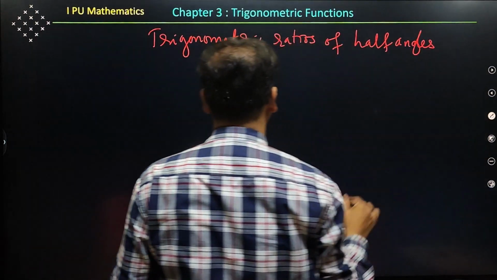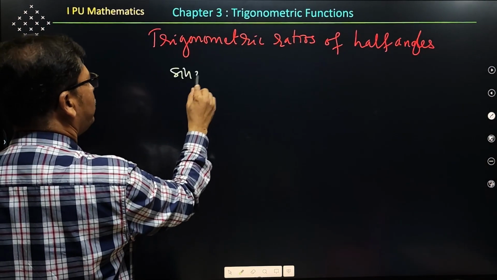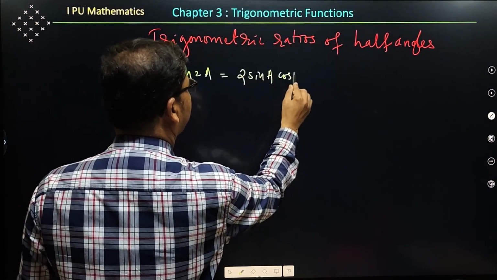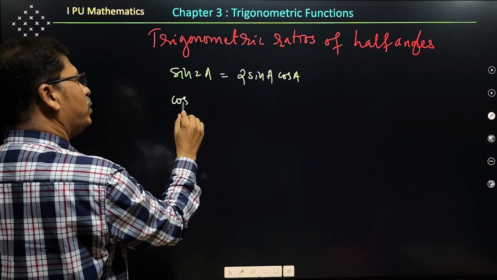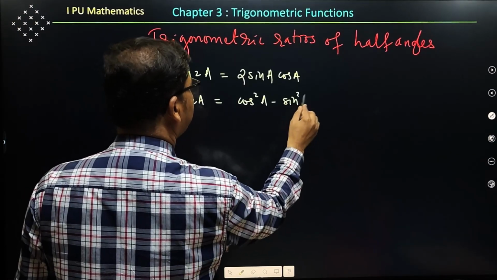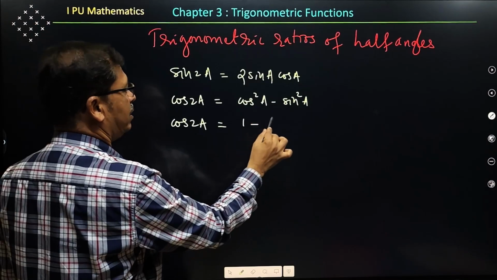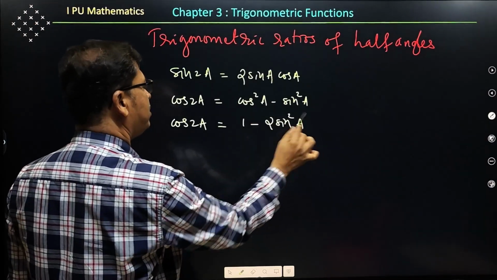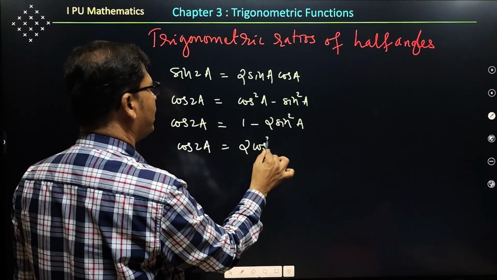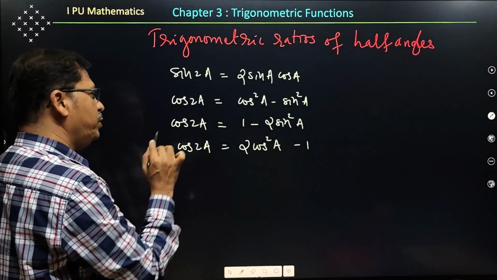For this, let me use the results. See, we have the result sin 2a equal to 2 sin a cos a, cos 2a is equal to cos square a minus sin square a. For the same thing, you have the result cos 2a is equal to 1 minus 2 sin square a, and for the same thing, you have the result cos 2a is equal to 2 cos square a minus 1, and then what?